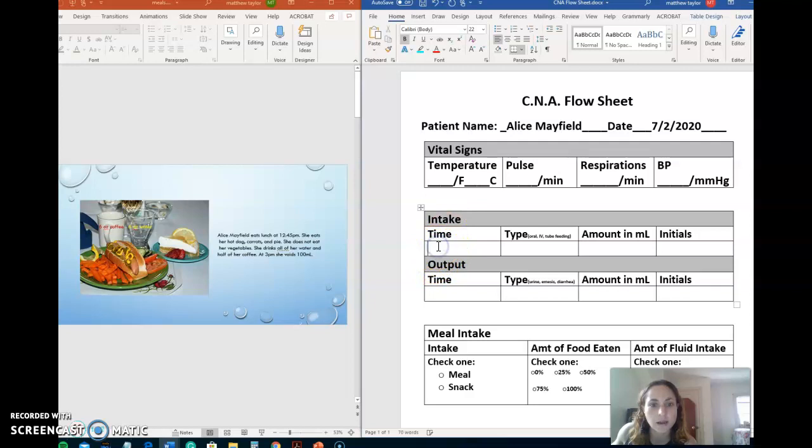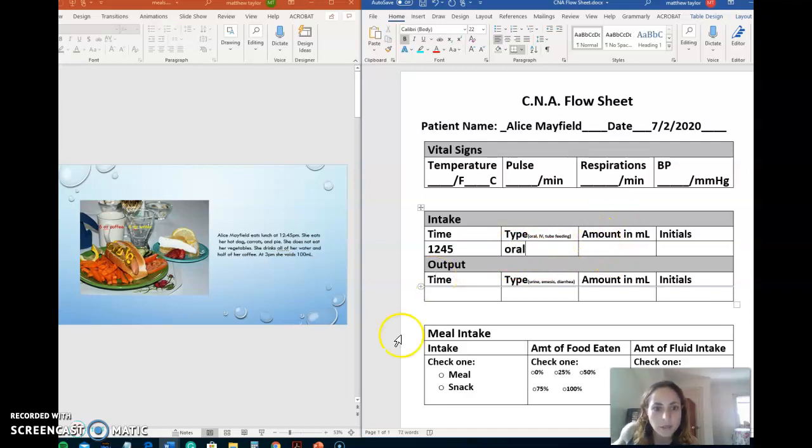Okay, so this is not vital signs that I'm documenting, so I'm going to come down here to intake. Her intake time is 12:45 p.m. So that's 12:45. And remember, we are documenting this in military time, so I'm not going to put 12:45 p.m. I'm just going to put 12:45. I don't need any semicolons. I don't need AM or PM behind it. The type is oral.